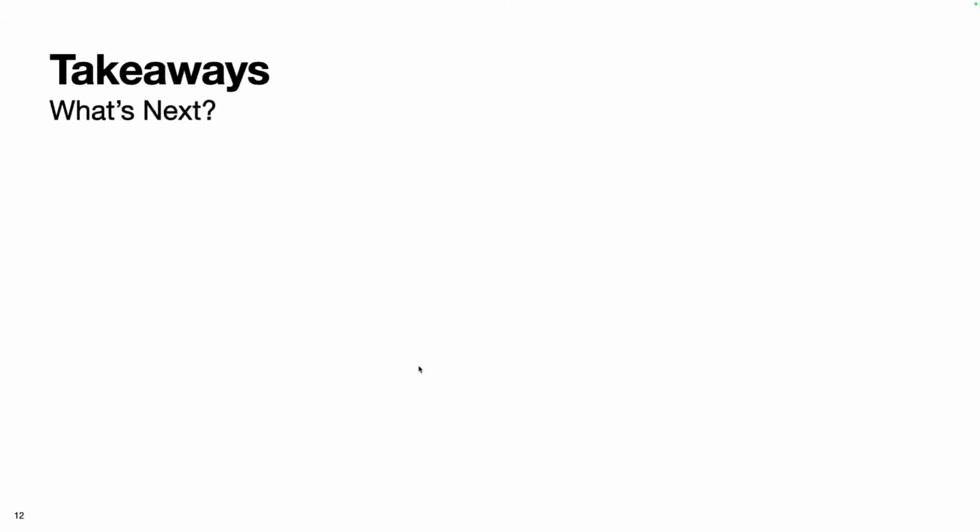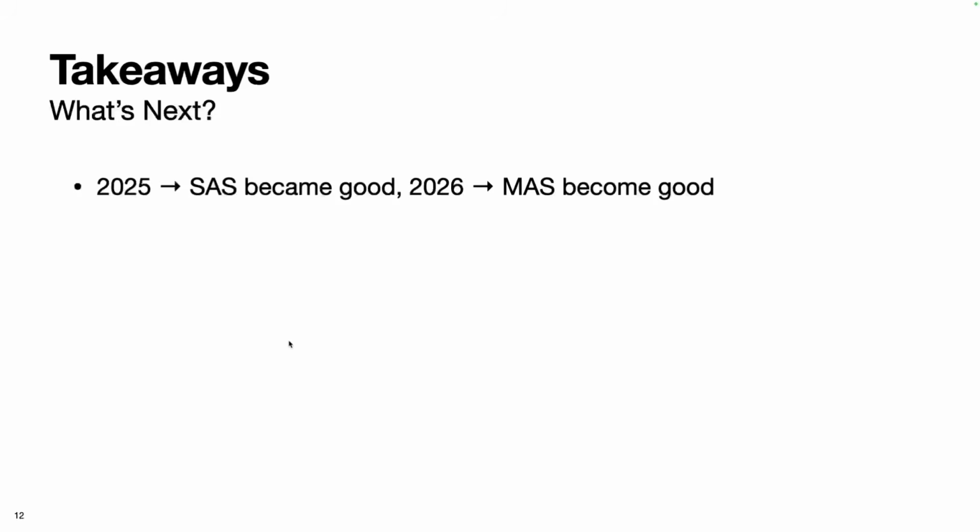So where does that leave us? What is the future of multi-agent systems? The way I see it, 2025 was the year single agent systems became good. In my opinion, 2026 is going to be the year that multi-agent systems become good, because at this point, the models are indeed good enough to create these multi-agent systems. It's just now an engineering problem. It's mainly the challenge of building an effective harness for the specific task.